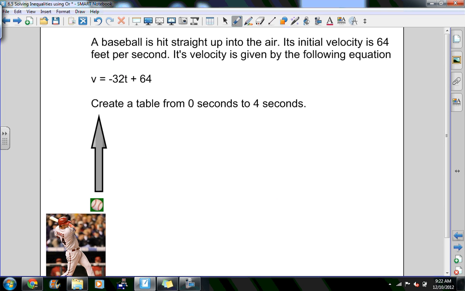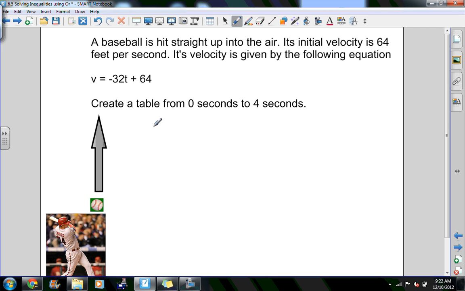A baseball is hit straight up into the air. Its initial velocity, or speed, is 64 feet per second. Its velocity, or speed, is given by the following equation. V equals -32t, where t is time, plus 64. And I want you to create a table from 0 to 4 seconds. This is something a little bit review. So give it a try and see what you can do.